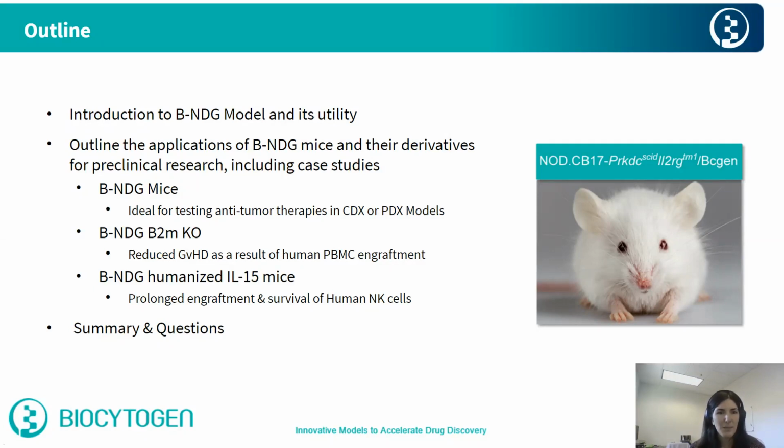So for BNDG mice, this includes testing anti-tumor therapies in CDX or PDX models. For the B2MKO strain, the possibility of extended studies involving PBMC-derived T cells. And finally, the ability of the BNDG humanized IL-15 mice to better support engraftment and survival of human NK cells for NK-based immunotherapies. Of course, then we'll be able to answer any questions you may have.